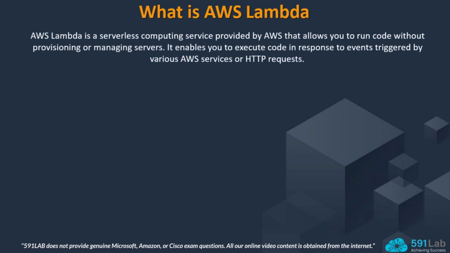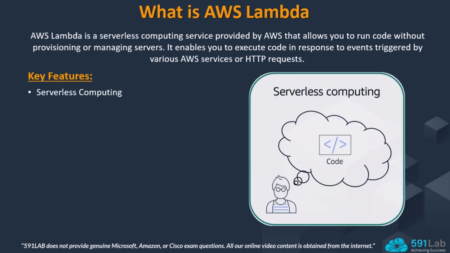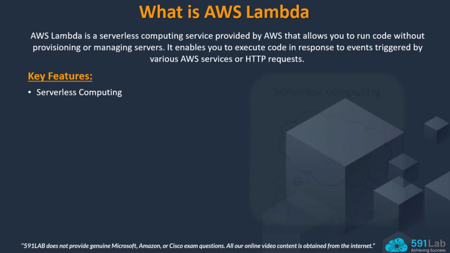So, what is AWS Lambda? AWS Lambda is a serverless computing service provided by AWS that allows you to run code without provisioning or managing servers. It enables you to execute code in response to events triggered by various AWS services or HTTP requests. With Lambda, you don't need to provision or manage servers. AWS automatically manages the infrastructure, including server provisioning, scaling, monitoring, and maintenance, allowing you to focus on writing code.